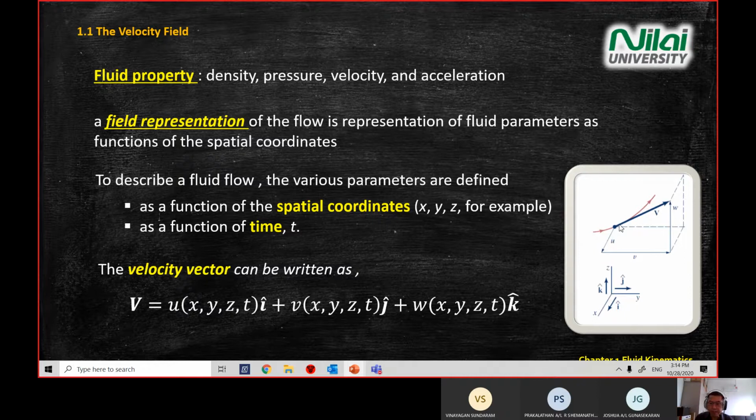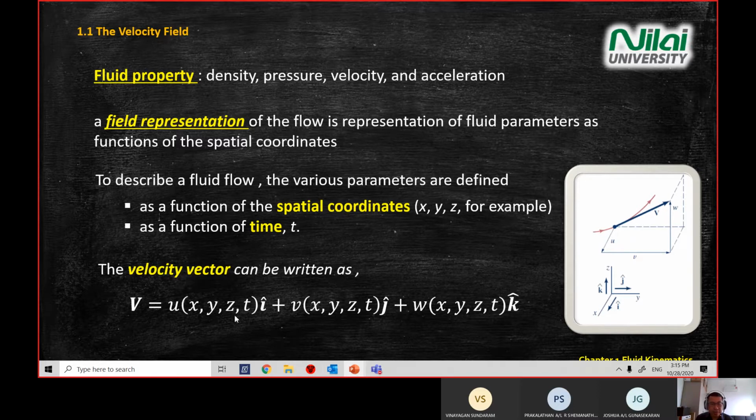If you want to define a velocity vector in 3D space, mathematically you can write it in this form: V equals u as a function of x, y, z, and t, i hat, plus v j hat, plus w k hat. Here x, y, z are the spatial coordinates, and t is time. Time tells you the location; the coordinates x, y, z tell you the space. T tells you the exact location at that particular time.